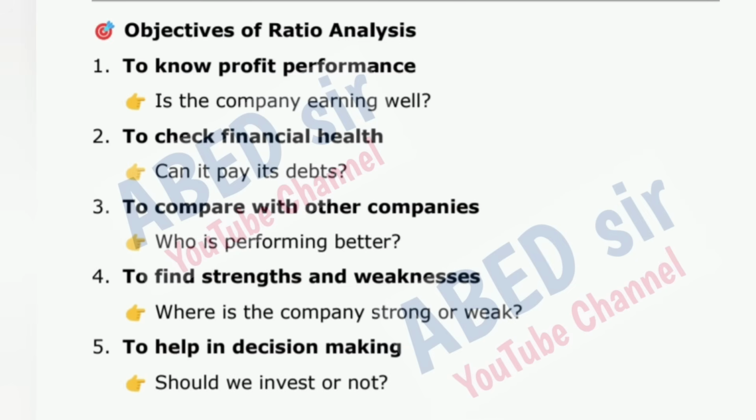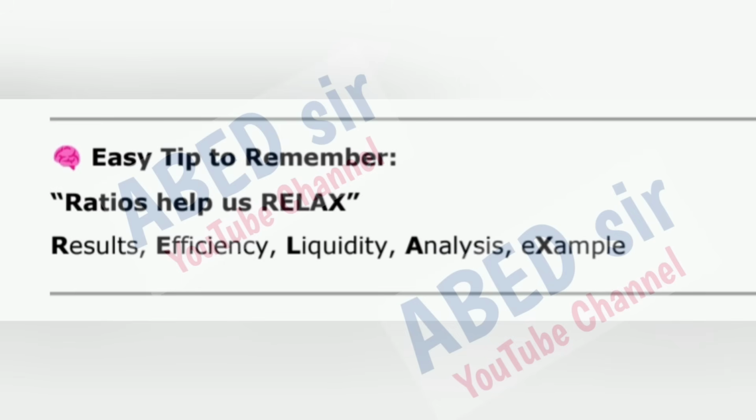Objectives of ratio analysis. 1. To know profit performance. Is the company earning well? 2. To check financial health. Can it pay its debts? 3. To compare with other companies. Who is performing better? 4. To find strengths and weaknesses. Where is the company strong or weak? 5. To help in decision making. Should we invest or not? Easy tip to remember: ratios help us relax. Results: efficiency, liquidity, analysis.